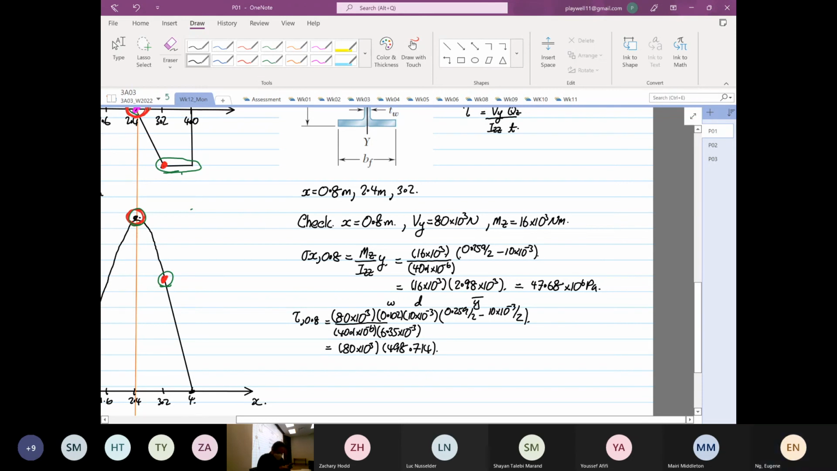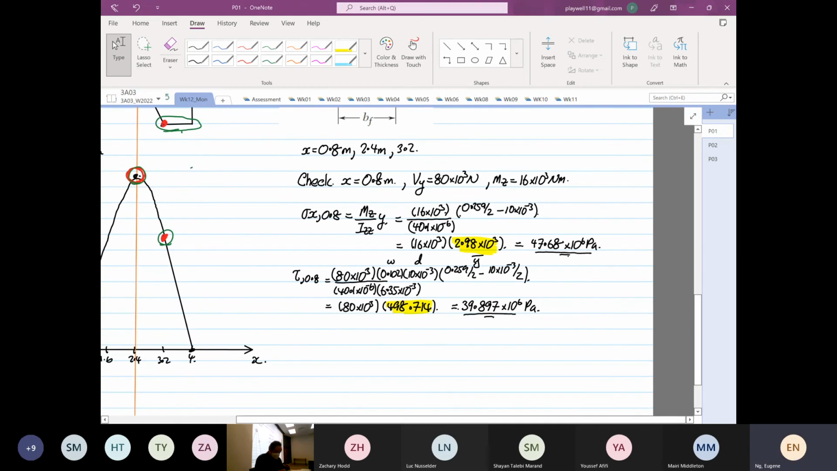I'll do it again. 259 divided by 2 minus 10 to the power minus 3 divided by 2, times 10 to the power minus 3, times 0.102, divided by 40.1 times 10 to the power minus 6, divided by 6.35 times 10 to the power minus 3, gives 498.714. So this will be equal to 80 times 10 to the power 3 times 498.714, which is 39.897 times 10 to the power 6 Pascal. I'll do it again. I'm going to highlight this value because it is going to be repeating for any points that I choose. And these are the values that we have.